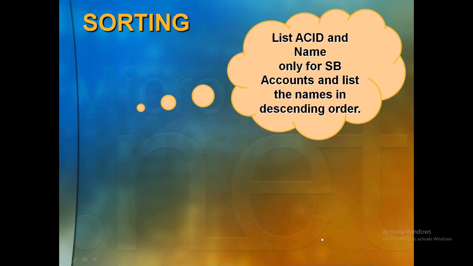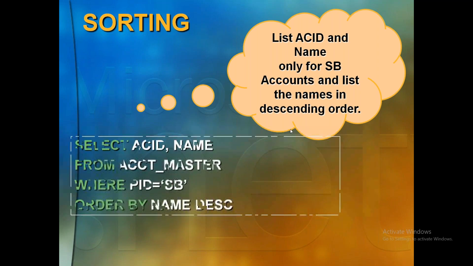So that is the question they asked: list the account ID and name only for savings bank accounts, and then list the names in descending order. This is the query you must know how to write. Clear? And you have to write select, from, where, order by in the same sequence. You cannot go first with from, next with where. No, it is not going to work. You have to follow the same order: select, from, where, order by. You can give any column name, it doesn't matter.